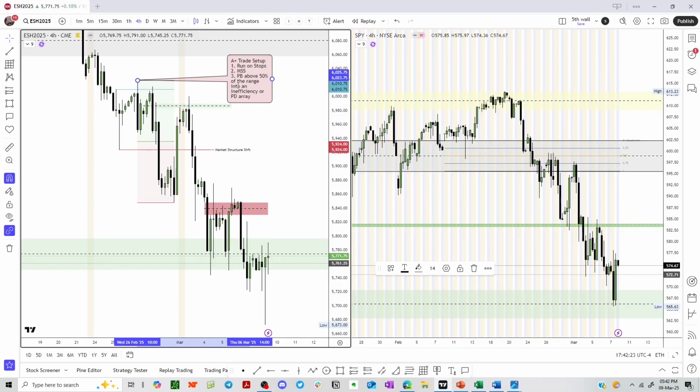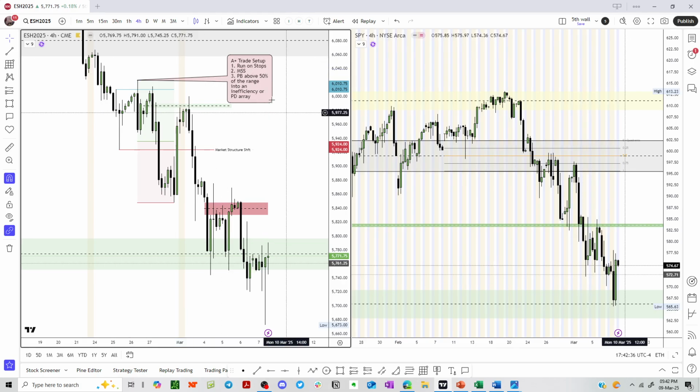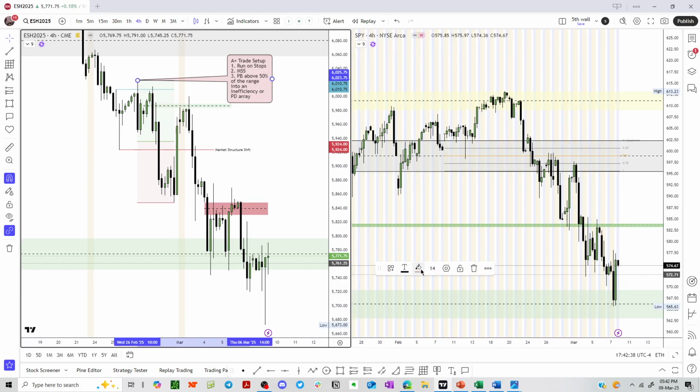It's okay. You don't need the entire range. You don't need to catch every trade. That's not for you. Only worry about what's for you. Pull back above 50% of the range into an inefficiency or PD array. And that's pretty much it. I don't like this vomit looking color.